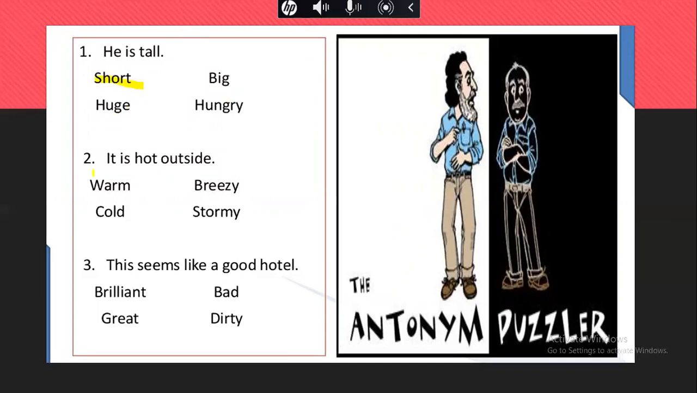Then comes number two. It is hot outside. So what should be the antonym of hot? Warm, cold, breezy, or stormy? Well, I think it's cold. Number three: this seems like a good hotel. What should be the opposite? Should it be brilliant or great, bad, dirty? I think that would be bad.